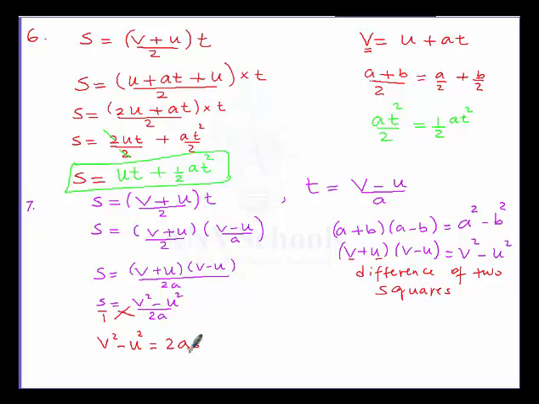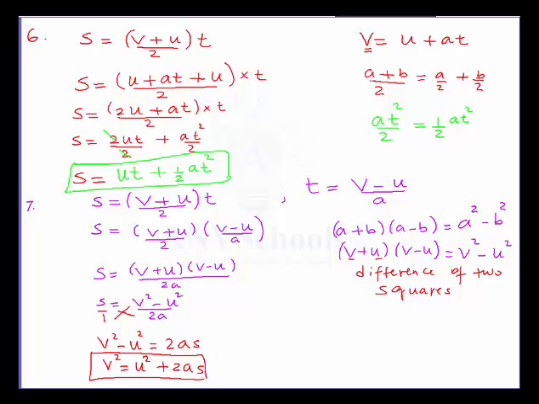Now let's make V, the final velocity, the subject of the formula. I want to make the final velocity of this object the subject of the formula. That is V square is equal to, when I take this to the right, it will be positive, U square plus 2 times A times S. So this is our seventh equation. So these are the 7 equations of uniformly accelerated motion.